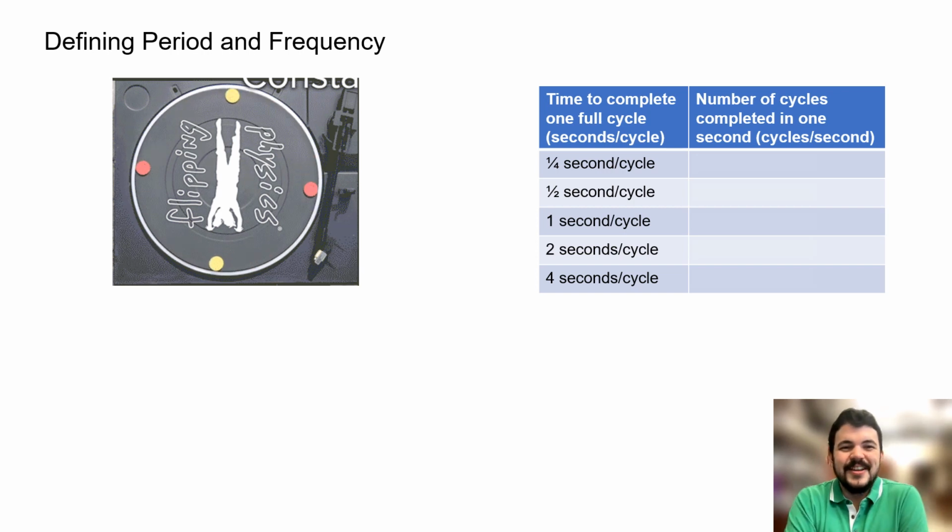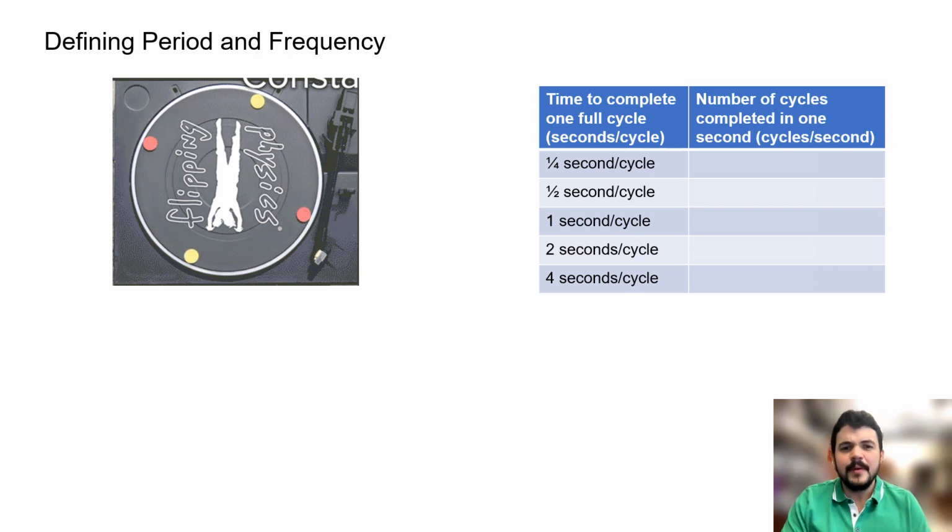Hi there. In this video, we are going to be defining the terms period and frequency for something that repeats, like these coins going around on this turntable in this little animation here. First, shout out to the YouTube channel Flipping Physics for creating this wonderful animation for us to look at.